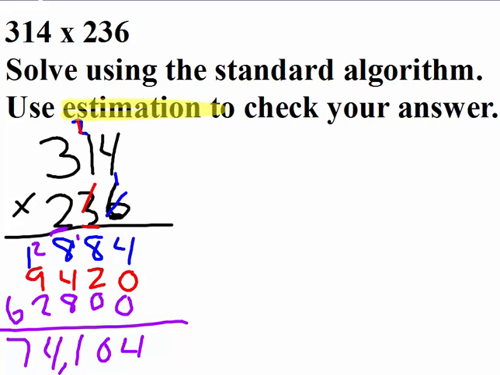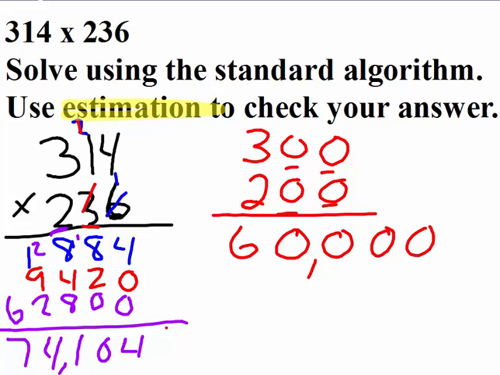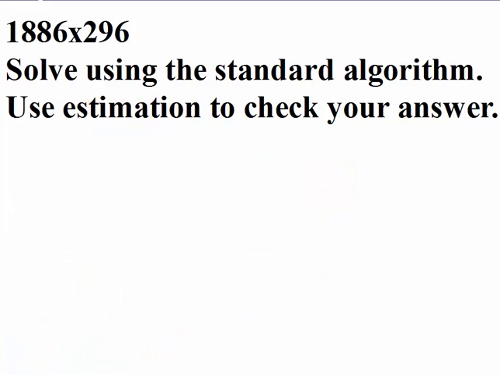So I'm going to estimate just to see if my answer makes sense. Well, 314, that's about 300. 236, that's about 200. So I multiply. 2 times 3 is 6, and there's 1, 2, 3, 4 zeros after. These numbers are kind of close. They're both in the same place value. They both have 10,000s, and 6 is close to 7. So I can assume my answer is correct.